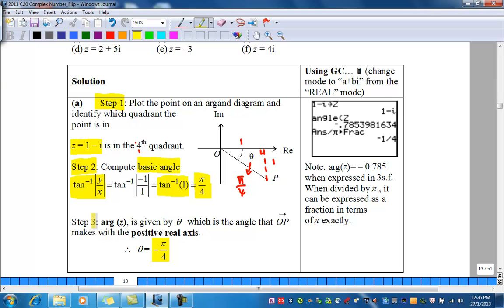Step 3. The argument of z, which is given by theta, is the angle that OP makes with the positive real axis. Therefore, theta is equal to minus pi over 4.